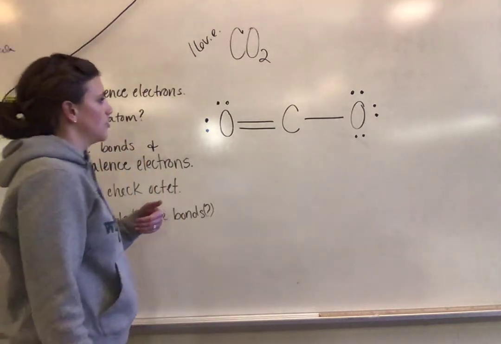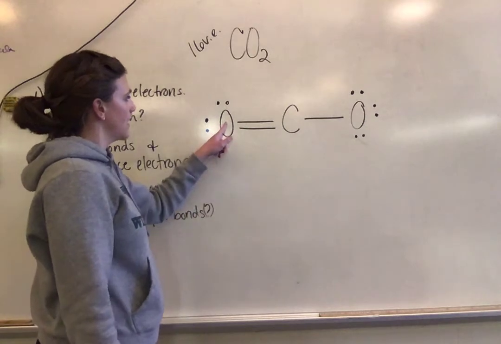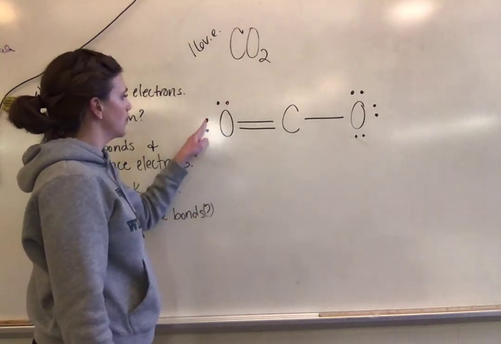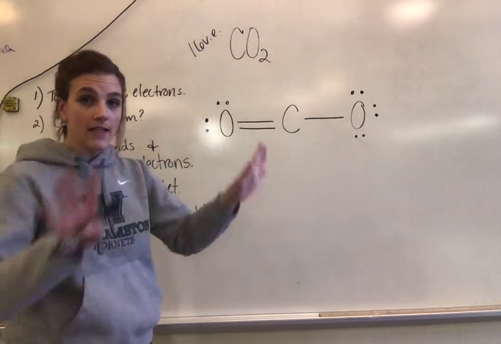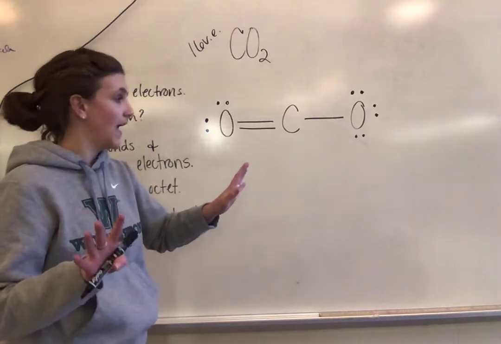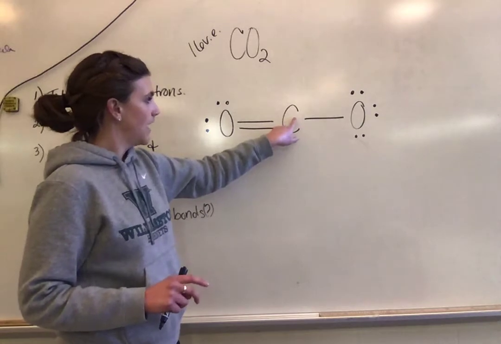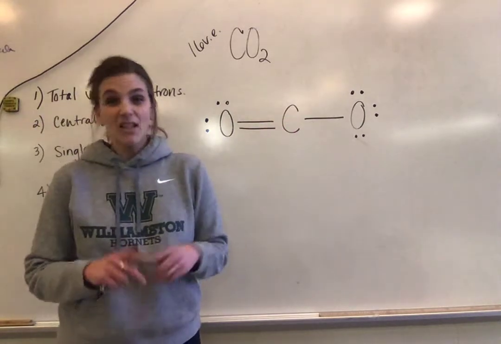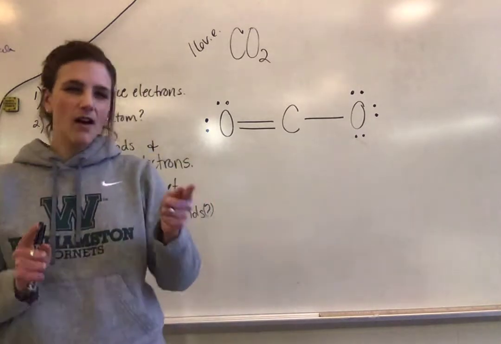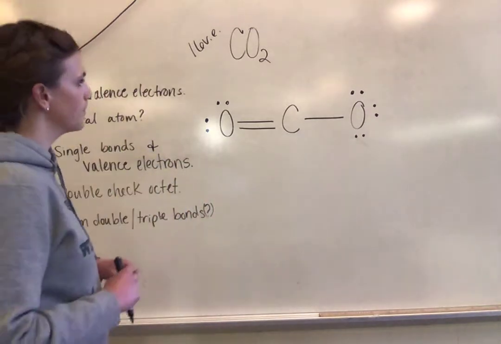If we go back and double check octets, this oxygen here now has 2, 4, 6, 8. That did not change, right? Oxygen is still happy. Carbon now has 2, 4, 6. Closer, but no cigar for carbon quite yet.